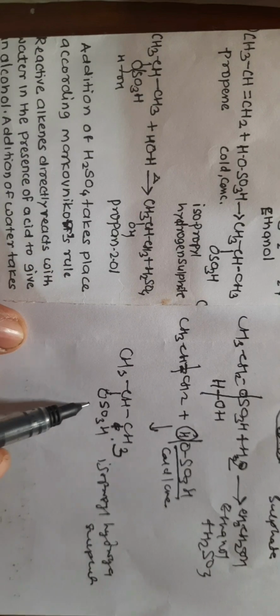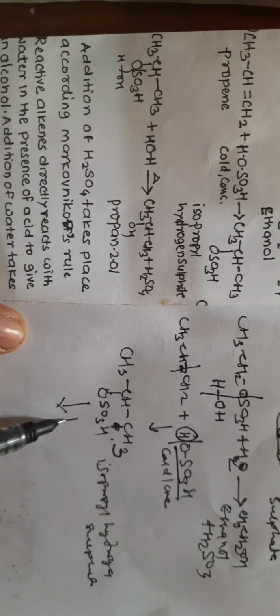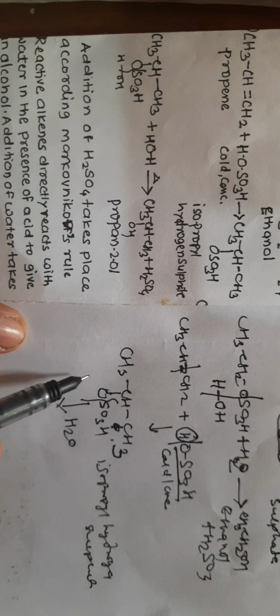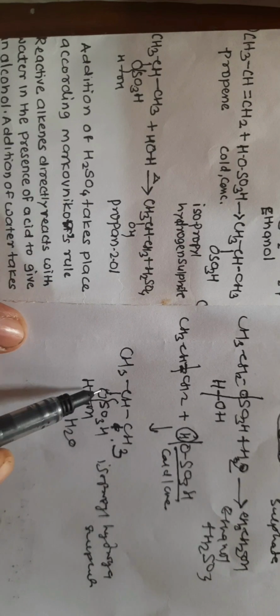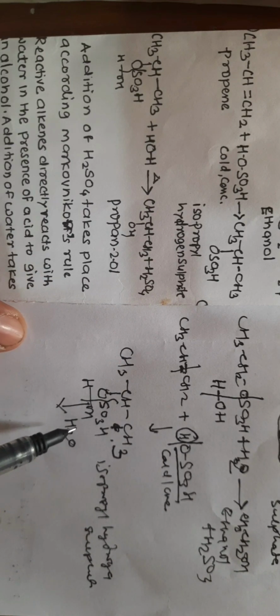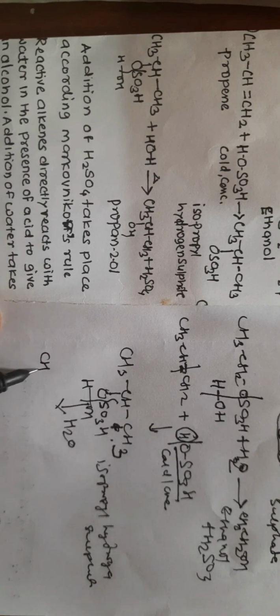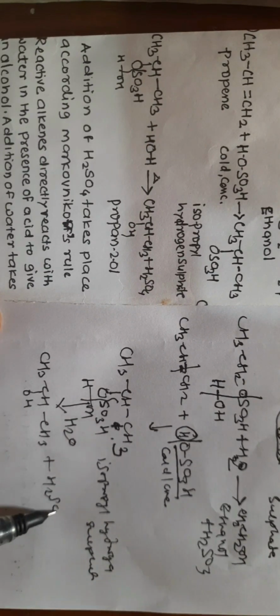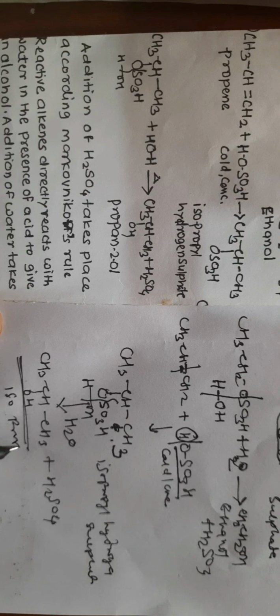And now this compound on hydrolysis, meaning addition of a water molecule, the bond between this O and H breaks here again. H goes to this oxygen and OH goes to this SO3H. SO3H and OH combine and formation of H2SO4 takes place, and we will get the compound like this: CH3CHOHCH3 plus H2SO4. We will get here sec-propyl alcohol or isopropyl alcohol.